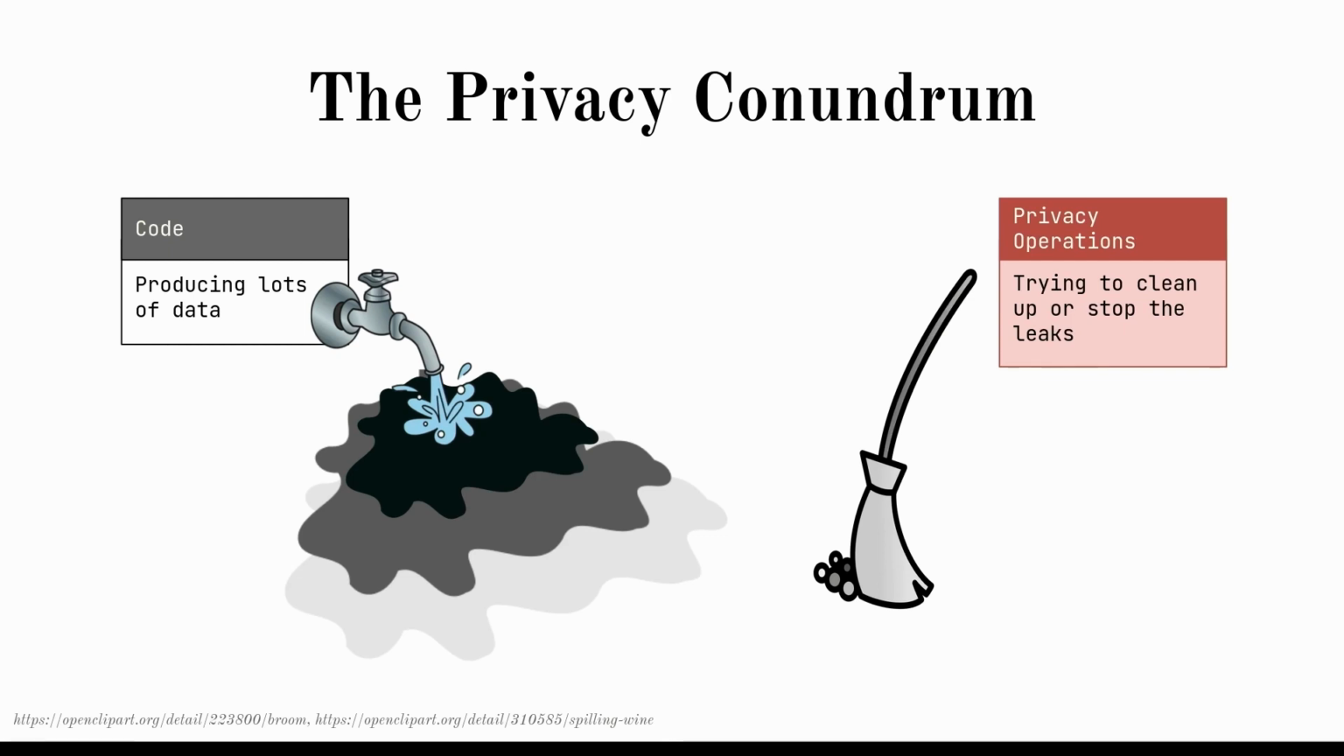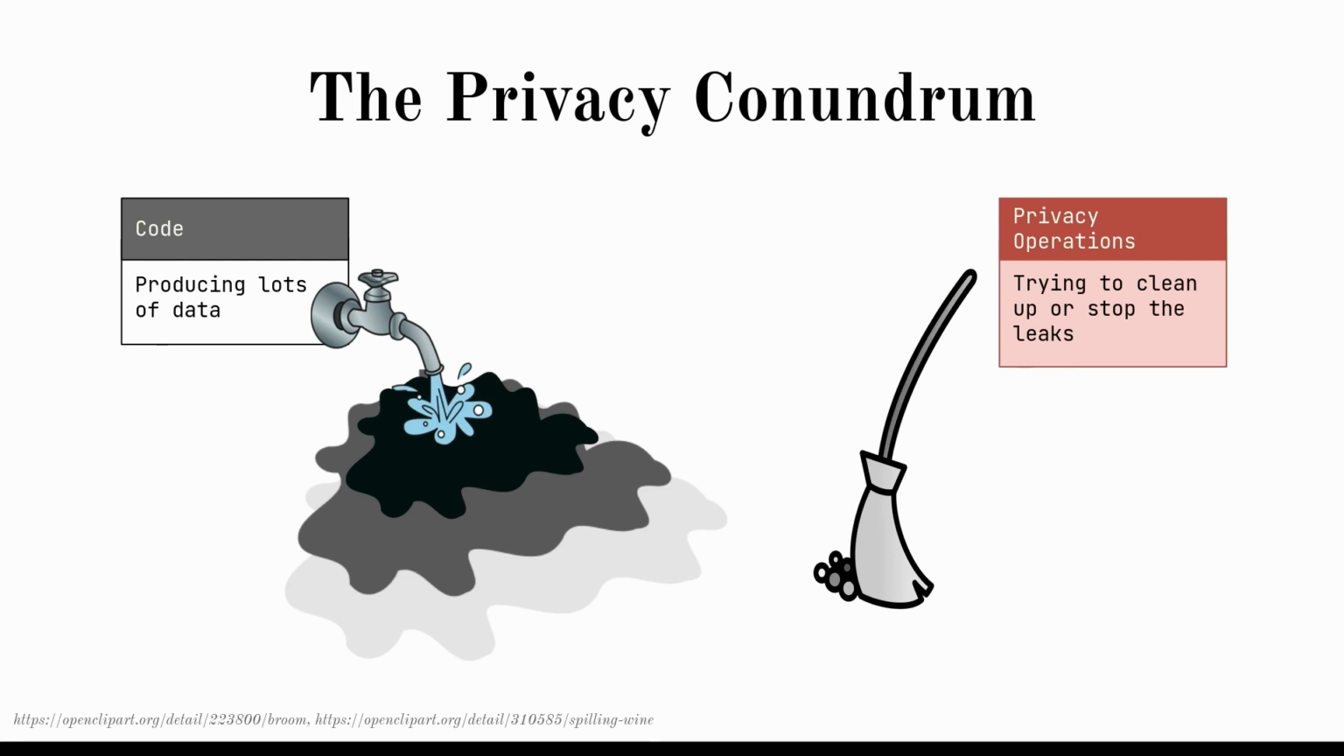But I believe that data is produced by code. So it's kind of like a tap that is turned on and water is flowing everywhere. And on the other side are privacy operation folks, and they have a broom and they're trying to broom the water in. And it's really true.